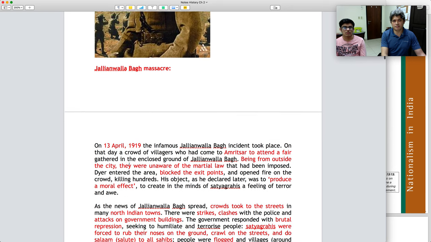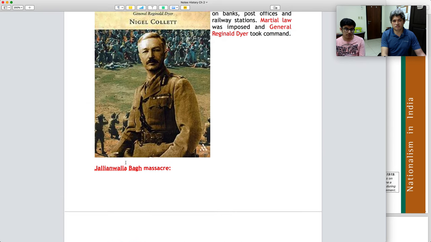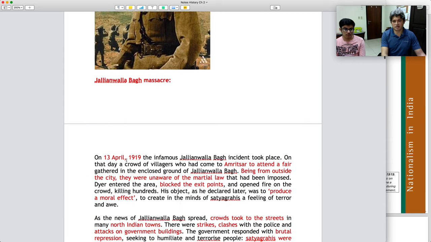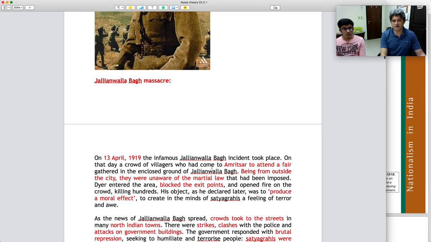There was a fair in Amritsar, and people from the villages around Amritsar had come to attend it. They gathered in the enclosed ground of Jallianwala Bagh. They did not know that martial law was in place, because, being from outside the city, they were unaware it had been imposed.